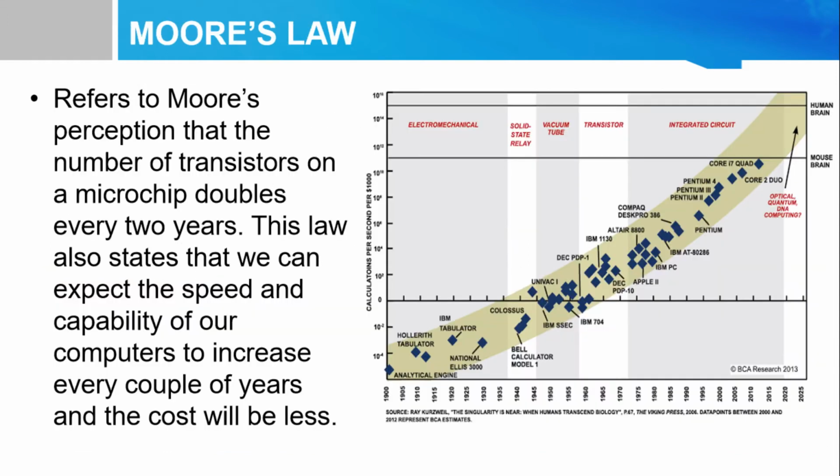Moore's law. Moore's law refers to Moore's perception that the number of transistors on a microchip doubles every 2 years. This law also states that we can expect the speed and the capability of our computers to increase every couple of years, and the cost will be less. On the right side is the graph that proves Moore's law.